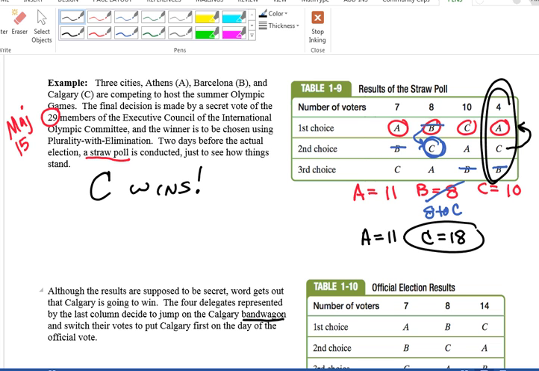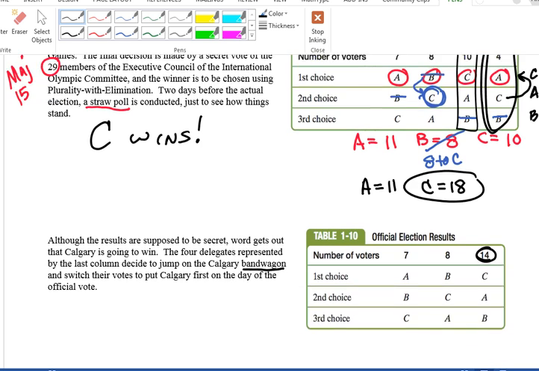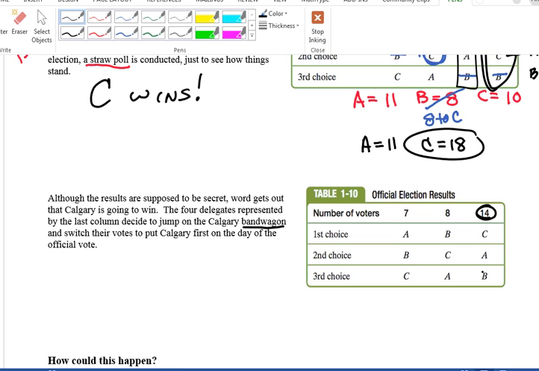Okay, I want to be able to say that I helped elect the person who wins. So they decide to switch their vote. So their ACB is now going to read CAB. Notice we already have a column that has CAB. So if I put these 10 and that together, that gives me now 14. Those 4 people switch their votes, and now we have a ballot that looks like this, CAB.